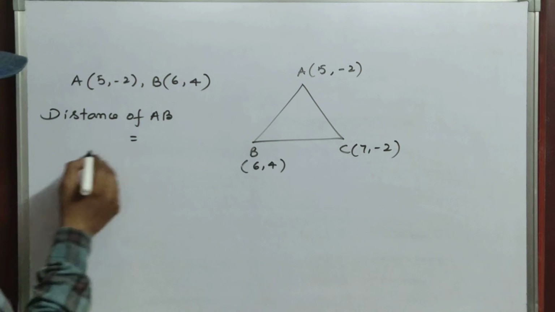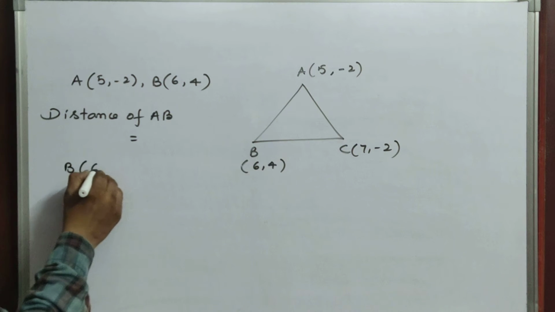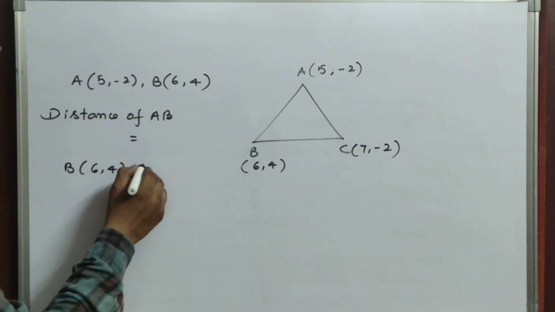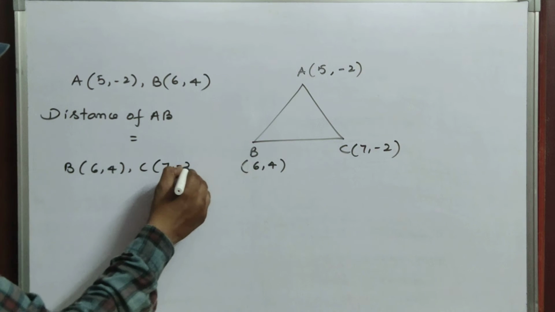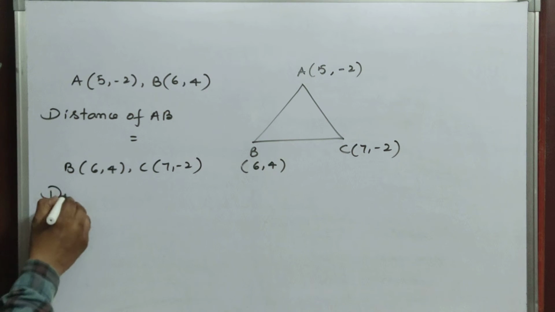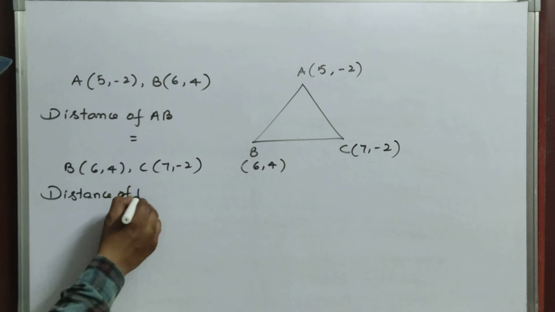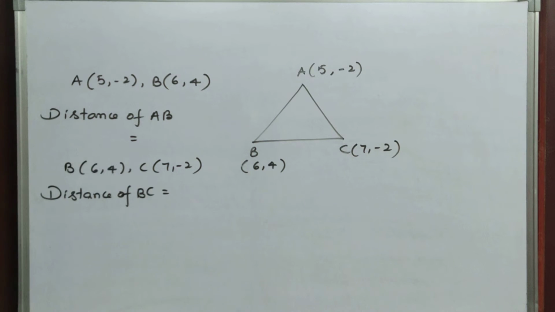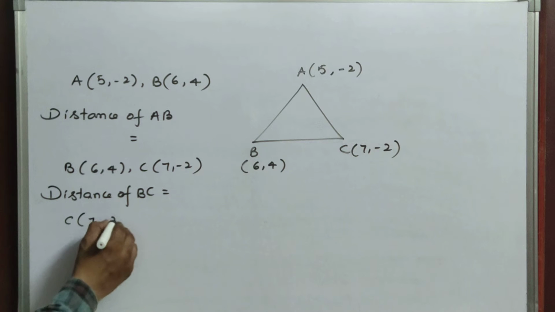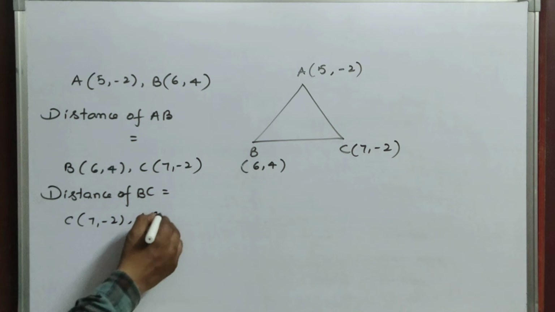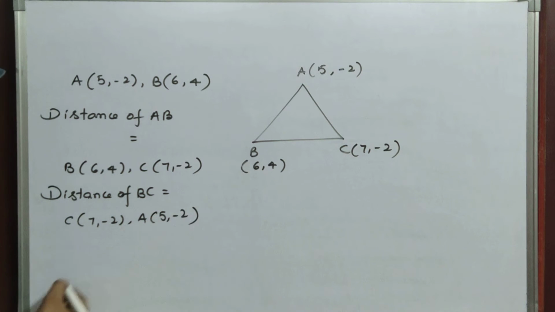Similarly, take BC. So B (6, 4) and C (7, -2). Here also you find the distance of BC by using the distance formula. Next, CA. So C (7, -2) and A (5, -2). And here, the distance of CA.